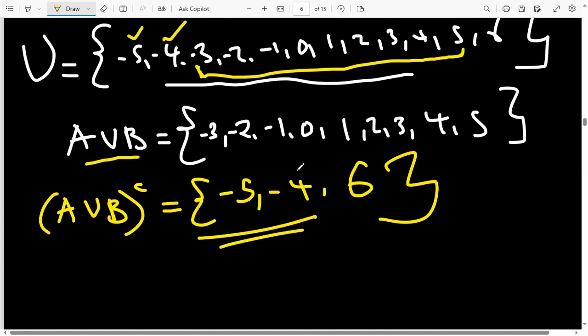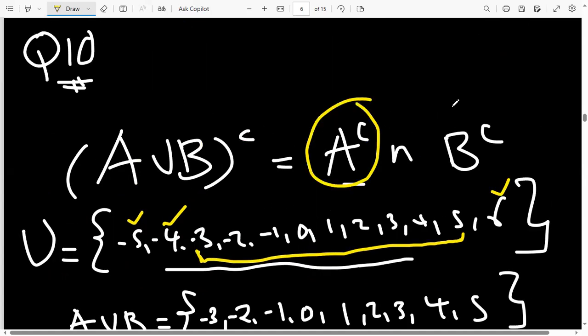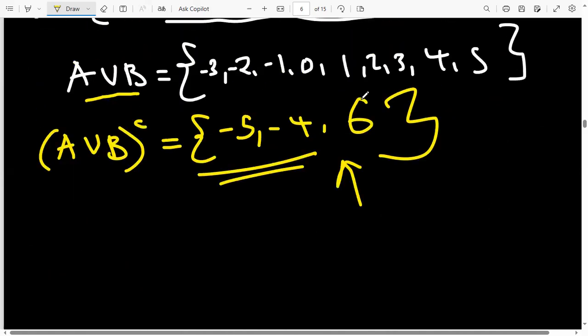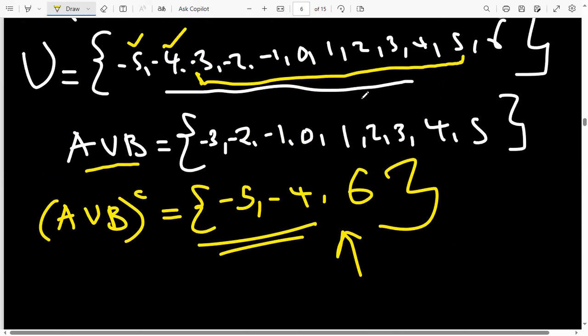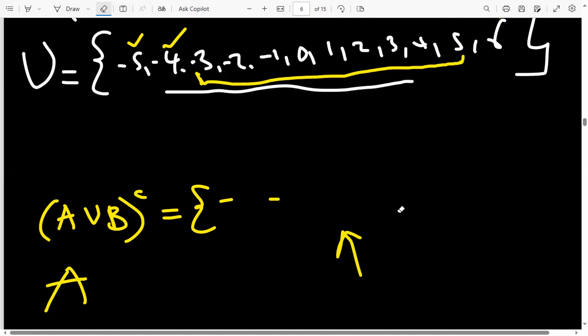So now we have to show that even the A complement intersection B complement will contain these same elements. Okay, so the first thing to do is to find the A complement, and then you find the B complement, and then you intersect them. Okay, so we are going to say A complement, or first we start with the A. Okay, so let's rub this here and put this complement aside here.